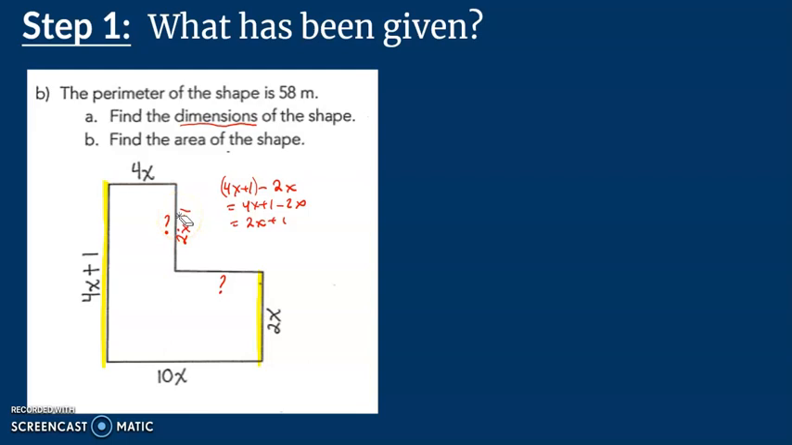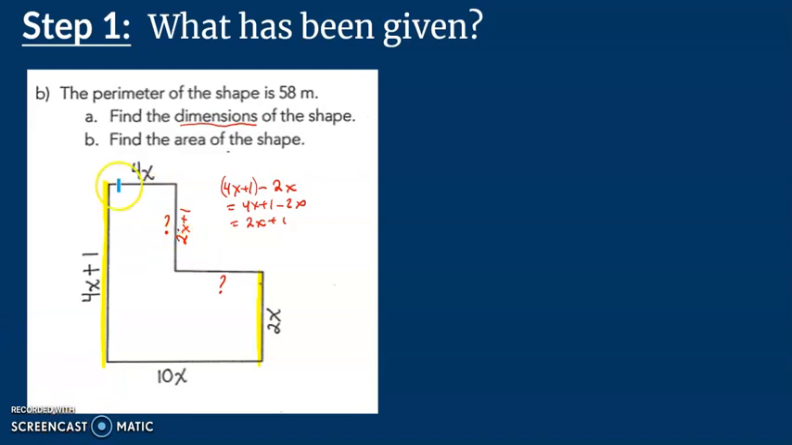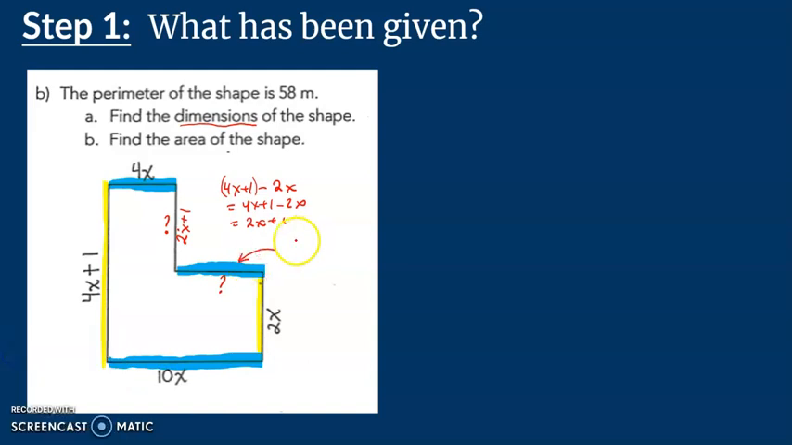And going for the missing horizontal part, and I'll use a different color highlighter so we can see what's going on. 4x plus this missing portion has to be equal to 10x. So, I mean, this one should be pretty obvious, but I'm going to write the steps down because you know how picky Mr. Powell is about writing steps. The length of that missing part is going to be 10x minus 4x. And that's going to be equal to 6x.